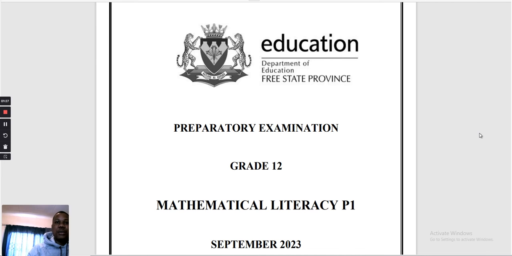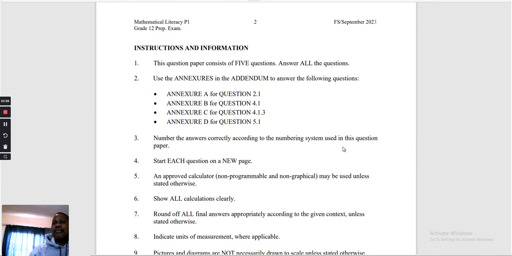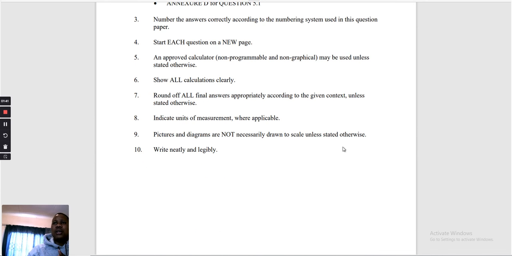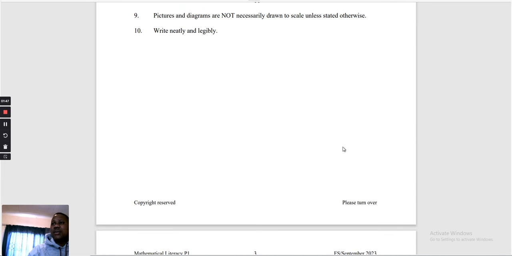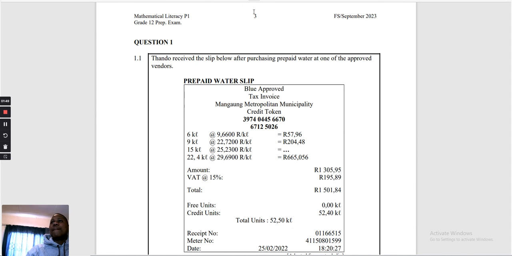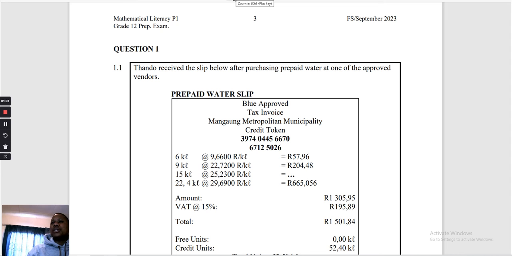So for now, I'm going to take you through the Free State prelim that was written in 2023. So let's get on it. On this paper, I'm also going to do at least 3 questions. I have a reason why I do 3 questions. All right, just want to zoom in here.